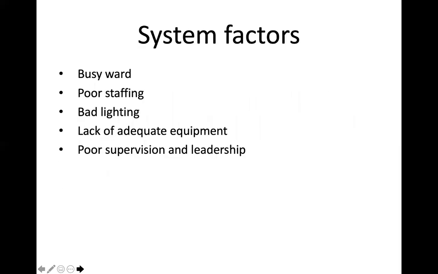Some other factors are related to system factors such as a busy ward, poor staffing, bad lighting, lack of adequate equipment, and poor supervision and leadership.